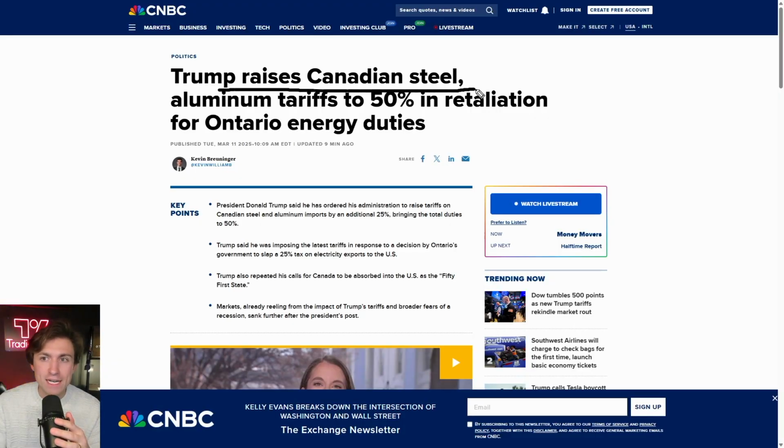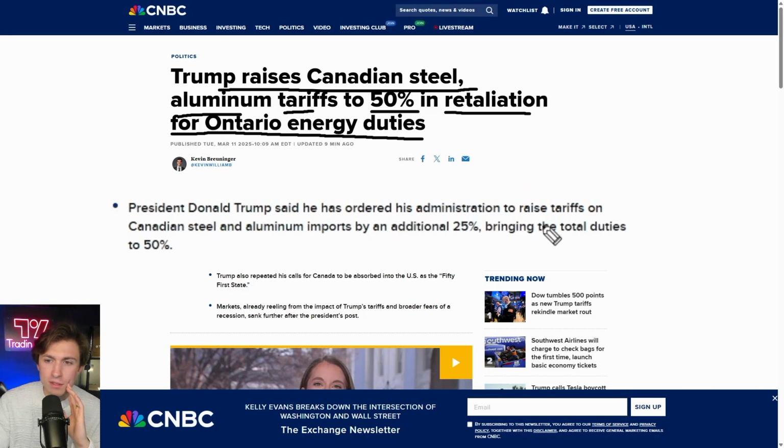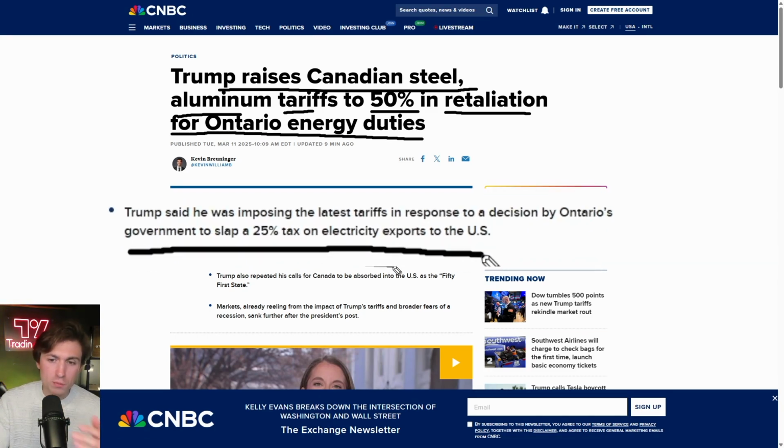Trump raises the Canadian steel, aluminum tariffs to 50% in retaliation for Ontario energy duties. Donald Trump said he has ordered his administration to raise tariffs on Canadian steel and aluminum imports by an additional 25%, bringing the total duties to 50%, largely saying that this was a response to a tax on electricity exports to the US.